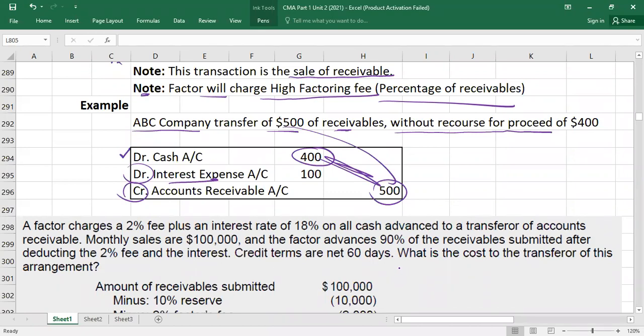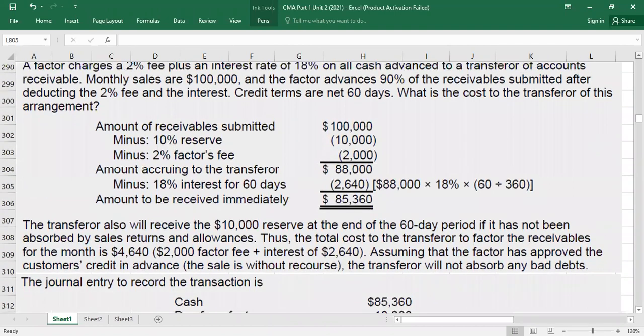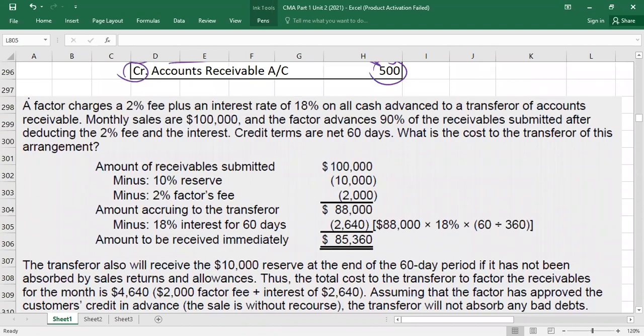Now, guys, this kind of example or question could be tested in your exam. Mostly, this is an example for the factor. A factor charges 2% fee. Fee is always applicable on sales value or receivable value. We are assuming sales value is equal to receivable value. And the factor is going to charge 2% fee plus an interest rate of 18% on all cash advanced to the transferor of account receivables. It is going to charge you two types of fee: interest plus factor fee, the arrangement fee.